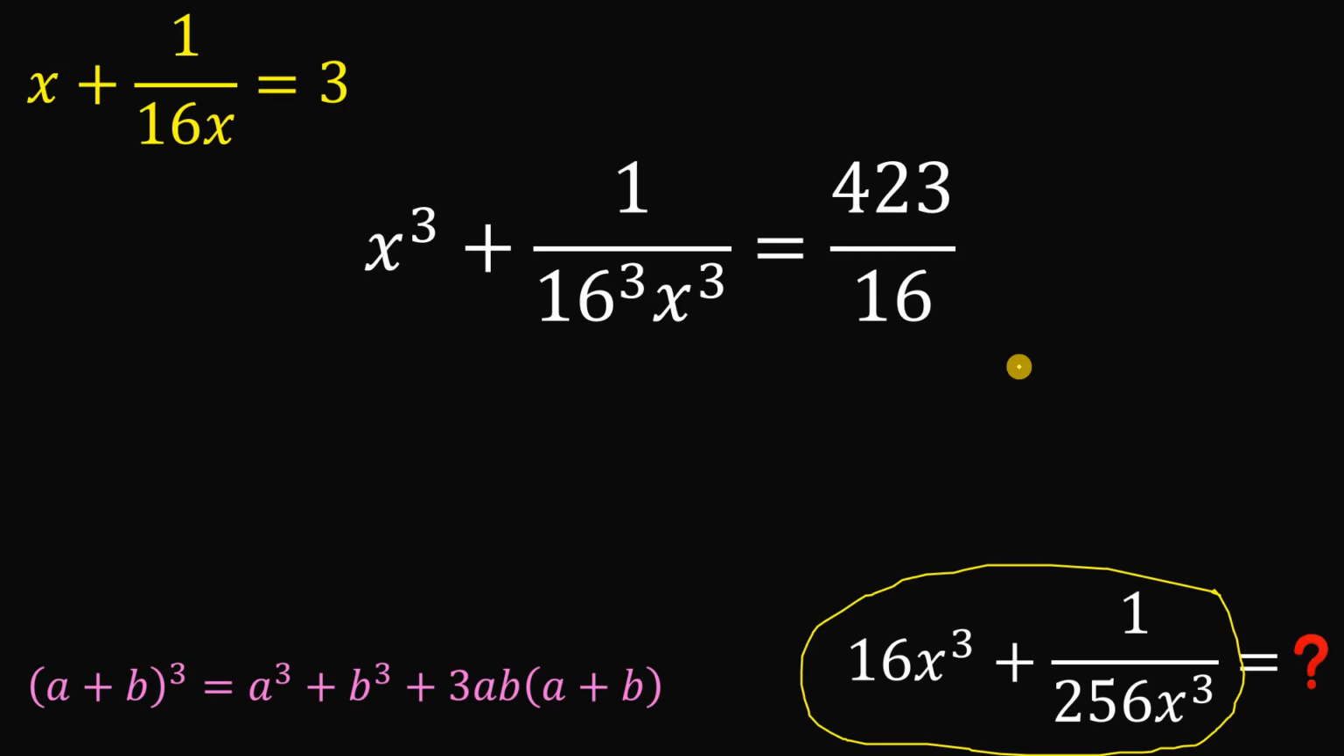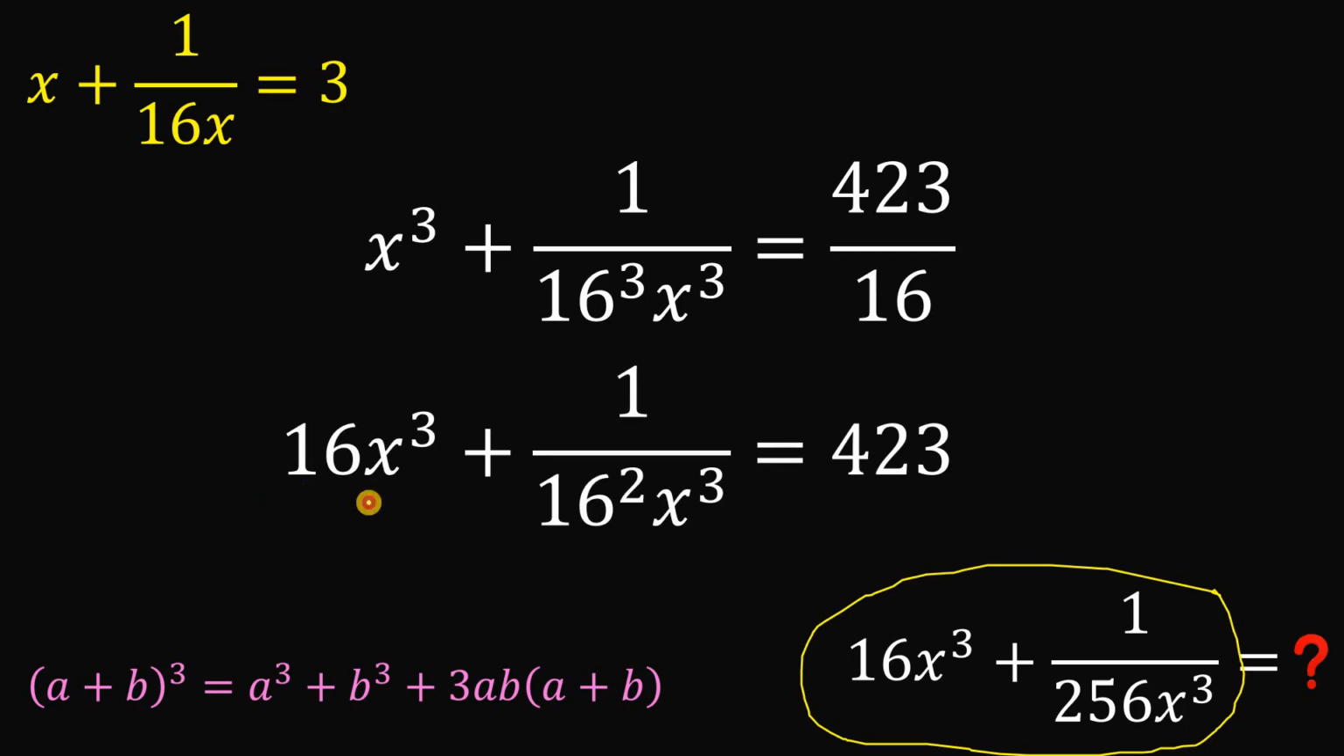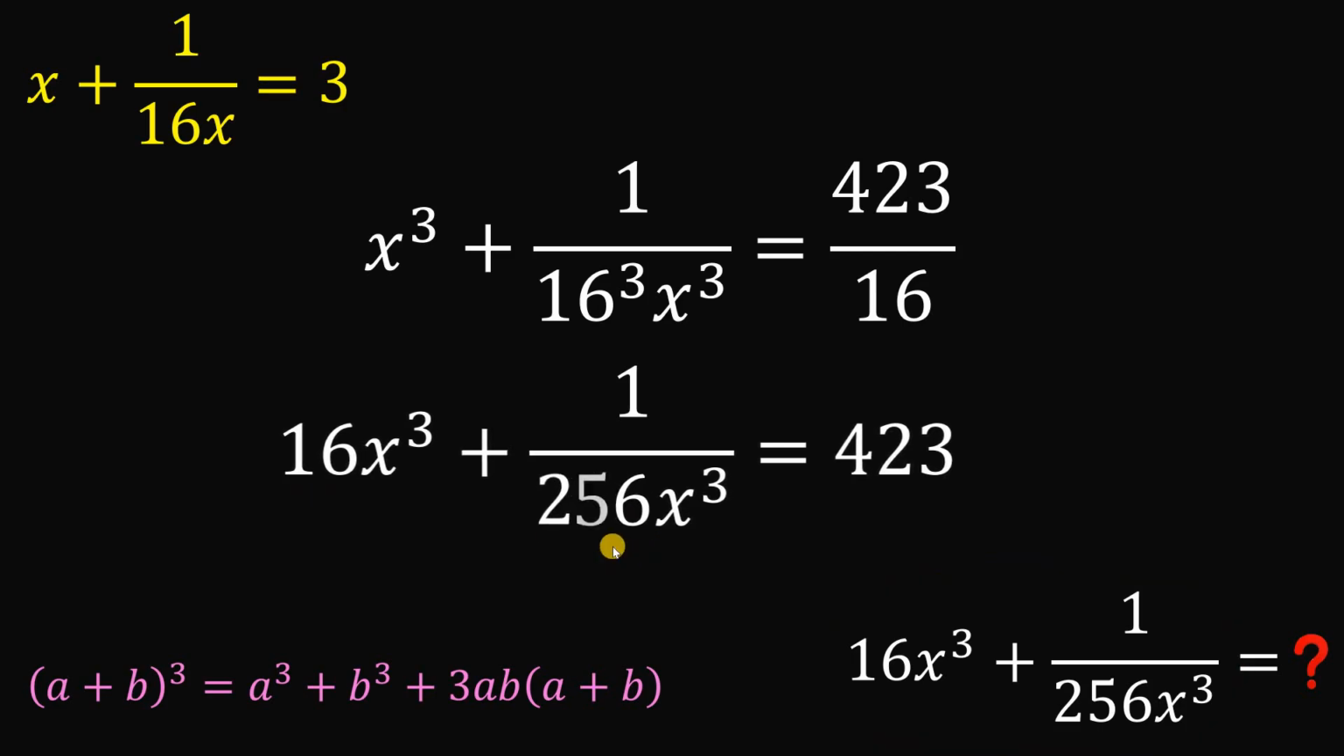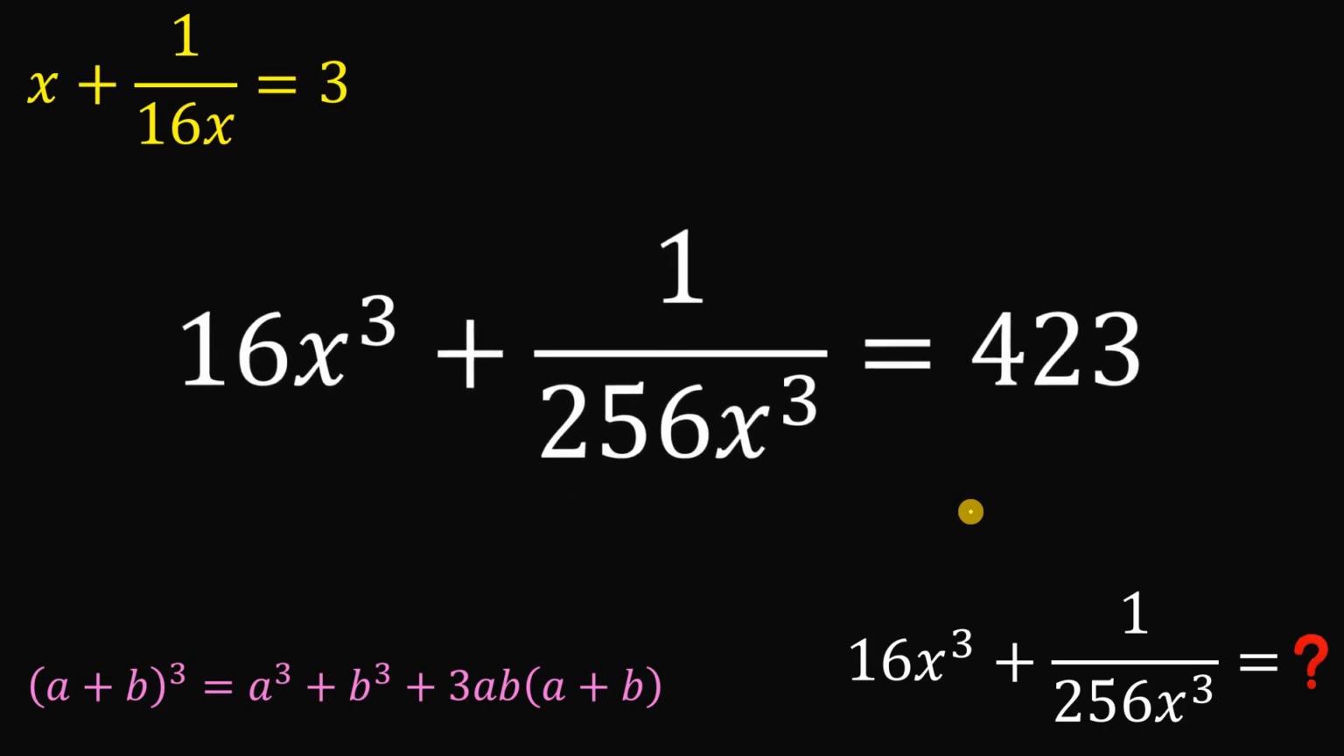So what we're going to do here is to multiply all of these terms by 16. If we do that, we have 16x cubed, and 16 times 1 over 16 cubed, so we have 1 over 16 squared x cubed. And 423 over 16 times 16, the 16s cancel out, so this will give us 423. Now at this point, 16 squared, we know 16 times 16 is 256. And there you have it. 16x cubed plus 1 over 256x cubed is simply equivalent to 423. And this is our answer to this question.